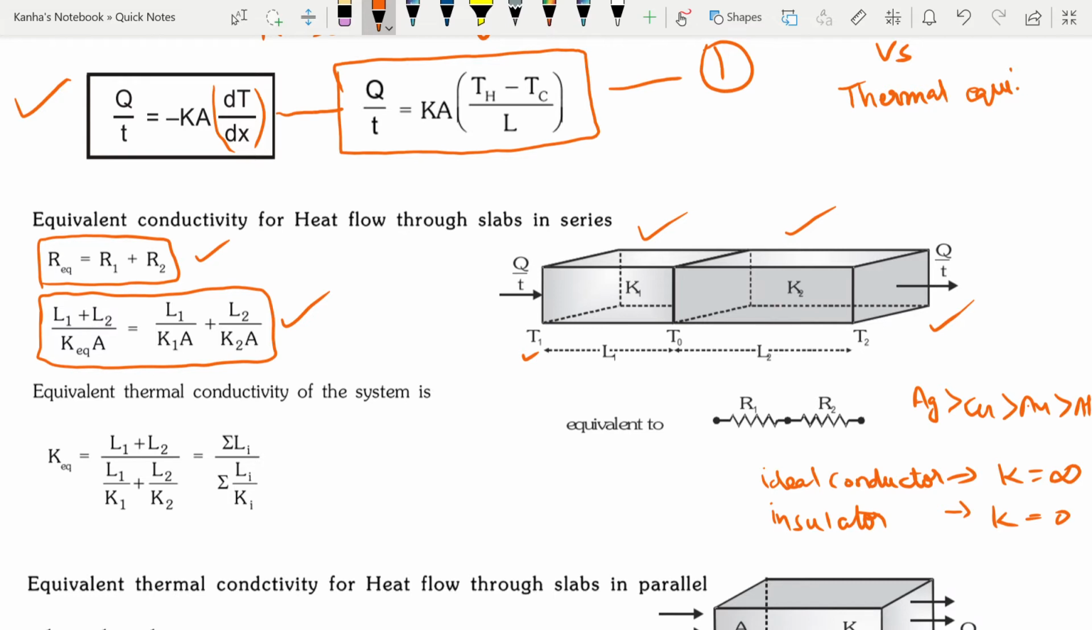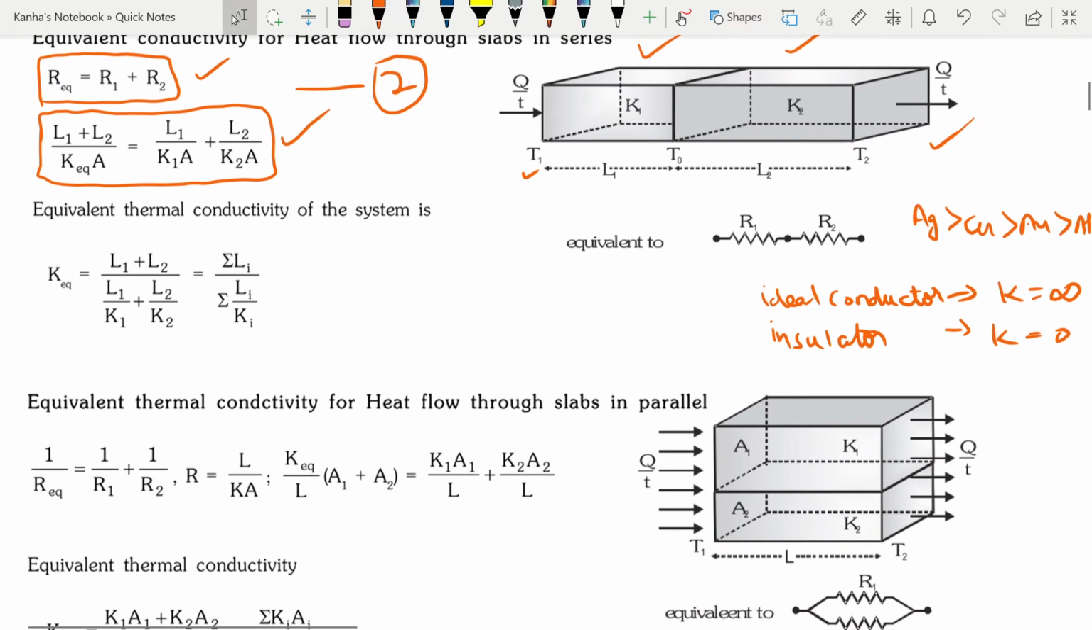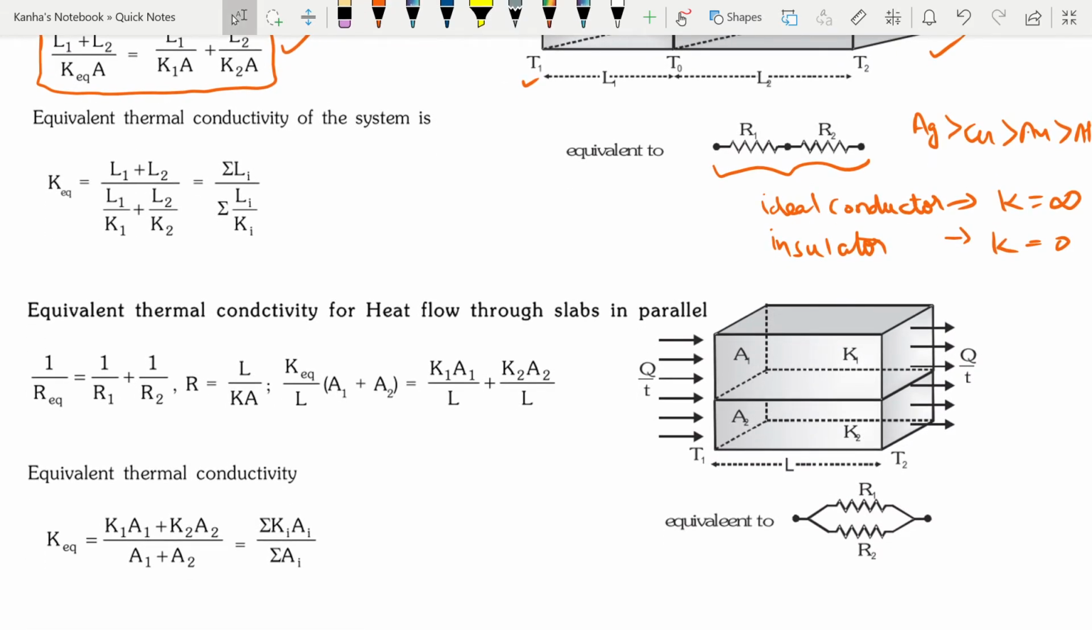Similarly, first of all I should make a note that you should remember this. These are often asked in the paper. This is equivalent to two resistances in series. Similarly, what about, this is just writing the above thing down again.